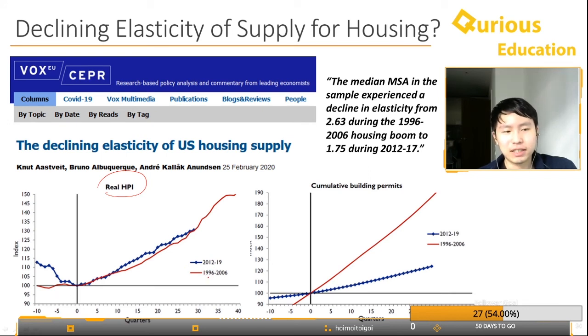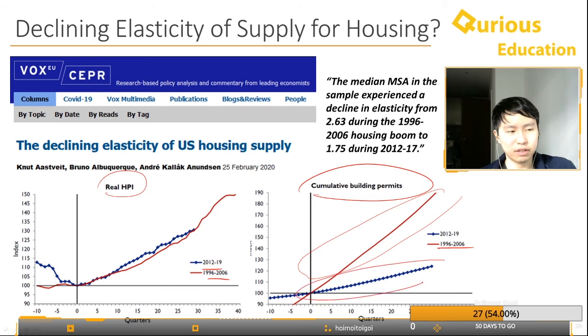So we can see from 1996 to 2006, the percentage increase in the house prices is very similar to the increase from 2012 to 2019. However, when we look at the building permits, the more building permits being given, the more houses are being built, supposedly. We can see that in 1996 to 2006, the number of building permits being issued is much greater compared to the last 10 years, in 2012 to 2019.